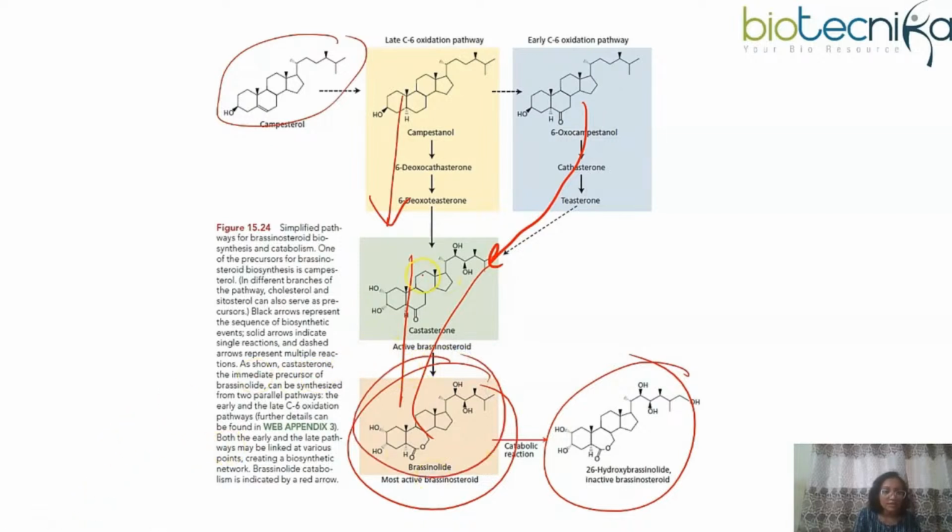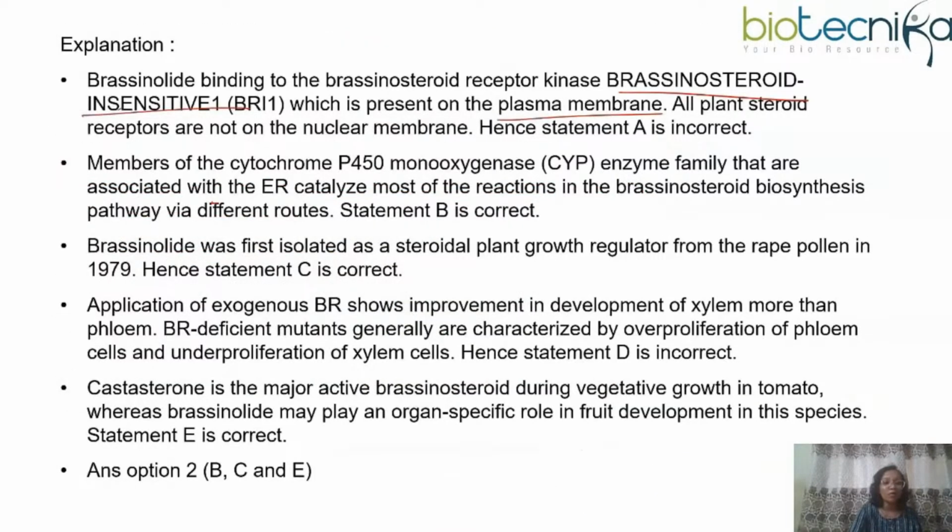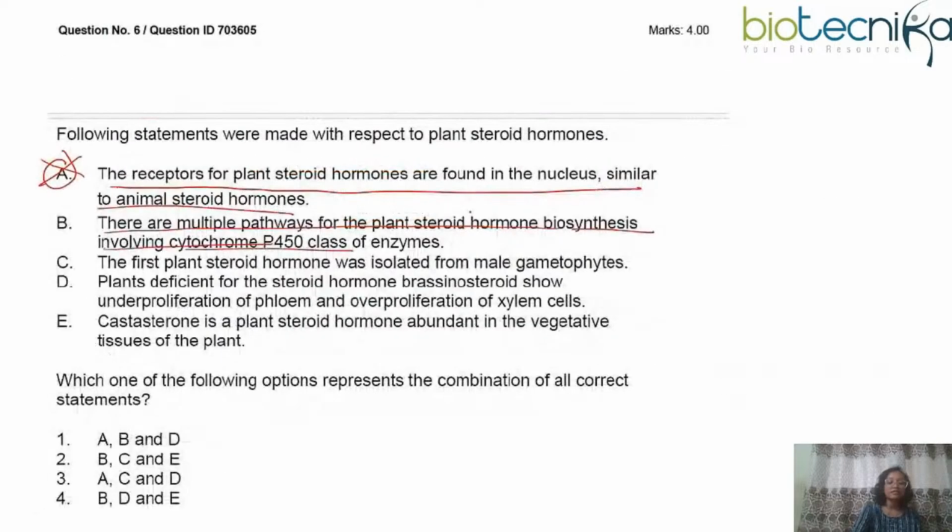These are oxidation pathways. Both these pathways are oxidation pathways, and they involve the cytochrome P450 monooxygenase enzyme family. They catalyze most of the reactions of the brassinosteroid biosynthesis pathway via different routes. So the second statement is correct. Statement B is true, that there are multiple pathways for steroid hormone biosynthesis, and it involves the cytochrome P450 monooxygenase class of enzymes.